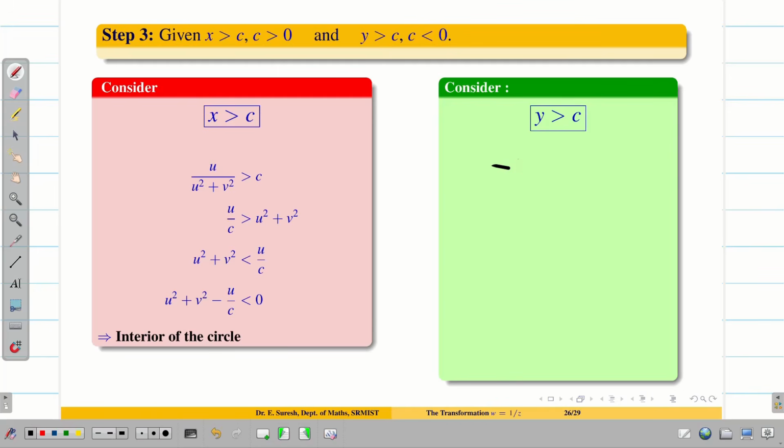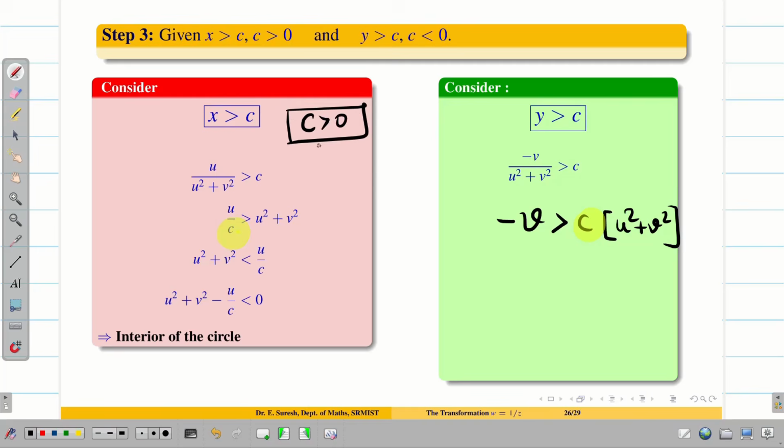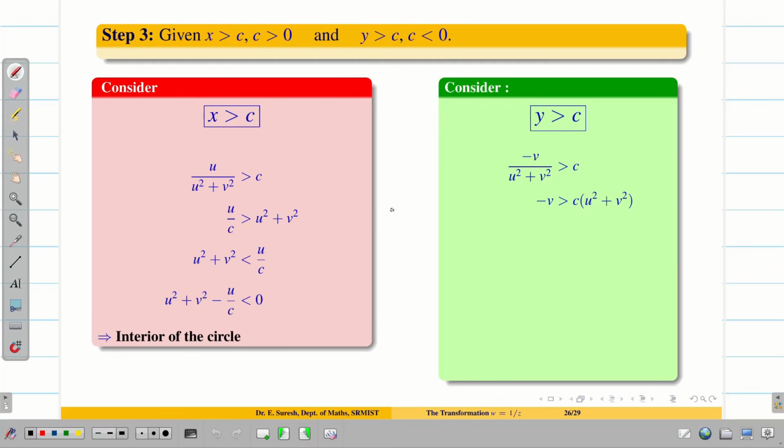We know the value of y: minus v divided by u square plus v square greater than c. See here, u square is positive, v square is positive. When you add these both, this is completely positive. So I can take this to the other side. So this can be rewritten as minus v greater than c into u square plus v square. But we cannot bring this c just like in the previous data, because there c is positive, so I can multiply or divide in the inequality, it will not affect the inequality. But in the second case, my c is negative, c less than 0. This will affect the problem.